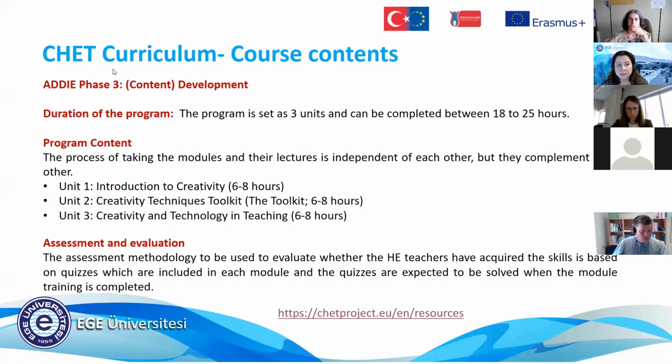So the third phase was the content development. The program is set as 3 units, and it can be completed in 18 to 24 hours. Of course, you can complete it sooner or later; it depends on the time you dedicate to the program. We have 3 units, and under each unit we have 3 to 5 topics, and every unit will take between 6 to 8 hours.